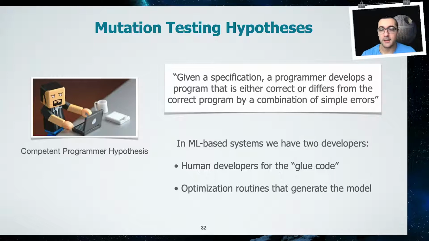The developer may decide which architecture to choose, which are the parameter tuning, and write the glue code to run the optimization routine. But then the final product is created by the optimization routine itself, which is also written by human developers. So can we talk, in this case, about a competent programmer? Can we say that the machine learning model is competent? We can argue that's not the case. So this hypothesis definitely needs to be revised according to this new paradigm, machine learning programming, and the different stages that compose the machine learning pipeline.